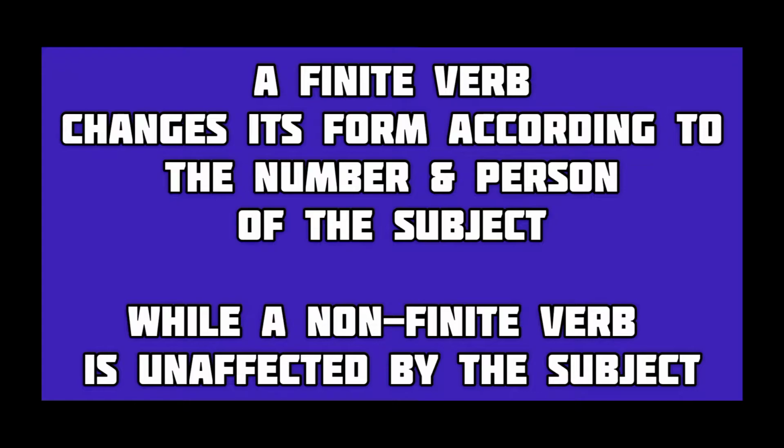As you know, the subject of a sentence may have a singular or plural number. In the same way, it may be a first person or a second person or a third person pronoun. Now, if a verb changes its form according to the change in the number or person of the subject, it is called a finite verb. On the other hand, if a verb does not change its form, if it remains unaffected by the change in the number or person of the subject, it is called a non-finite verb.